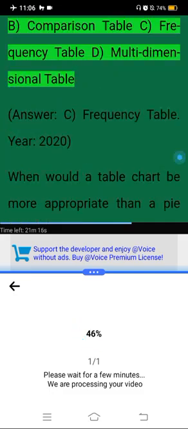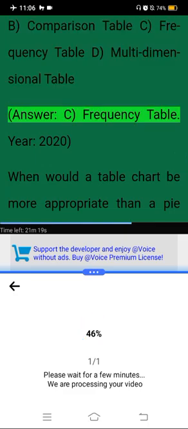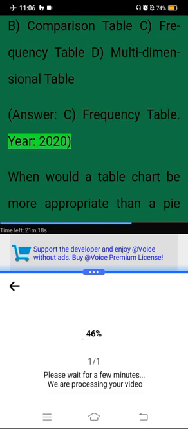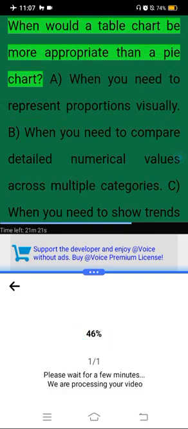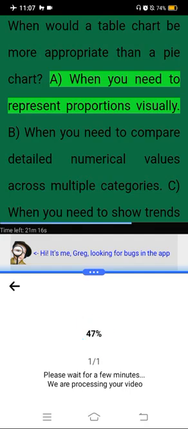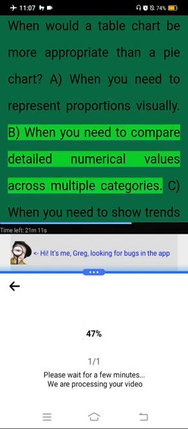A. Simple table. B. Comparison table. C. Frequency table. D. Multi-dimensional table. Answer: C. Frequency table. Year 2020. When would a table chart be more appropriate than a pie chart? A. When you need to represent proportions visually. B. When you need to compare detailed numerical values across multiple categories.